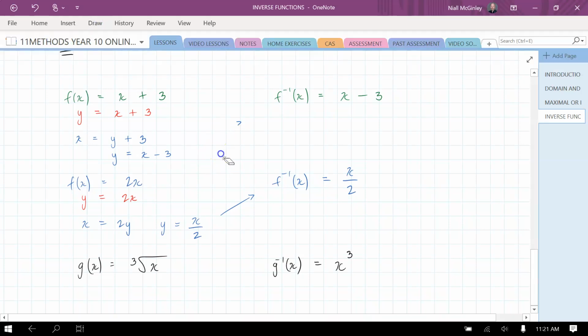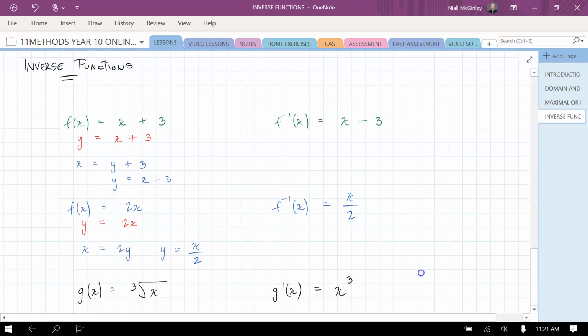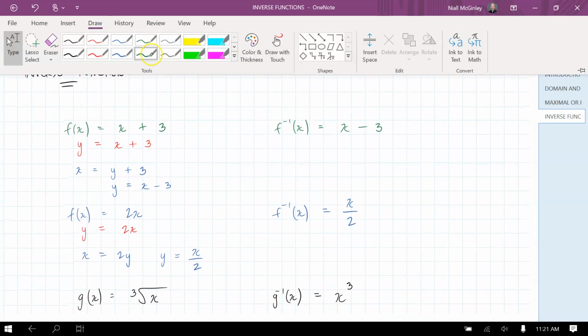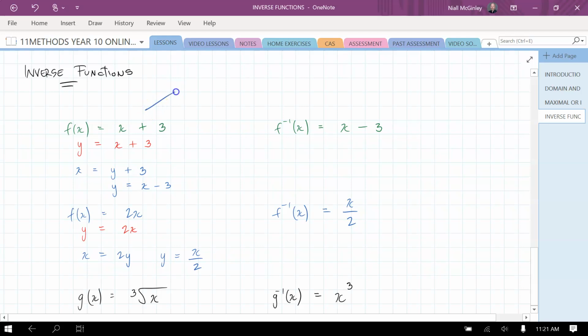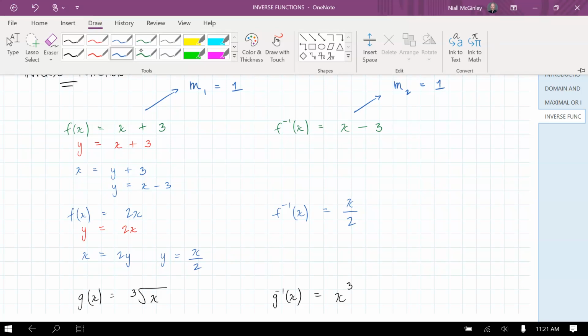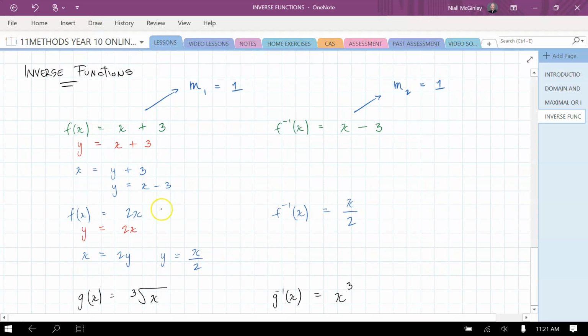Other interesting information that we've got for inverses here, if we look at what the gradient is. We have a linear function here. What is the gradient of this first linear function? The gradient we can see here is 1. If we then look at the gradient of the inverse function, the gradient of this inverse function is also 1. Now, if we look at our second linear example, y equals 2x, the gradient is going to be 2.